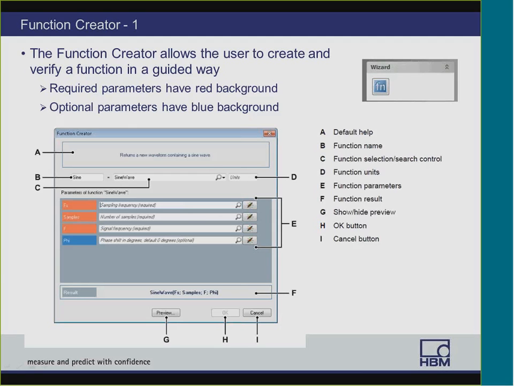So there's an icon that you click that will open this function creator, which is shown here. You type in your function name. This is the name you give it. You'll select the function you want to use. You can enter units if you need it. The rows with the red background are required. The rows with the blue background are optional. And you'll see you have a preview button at the bottom, and we'll come back to that in a minute.